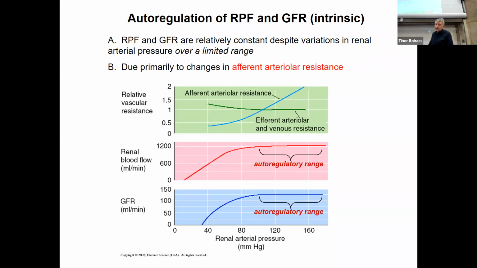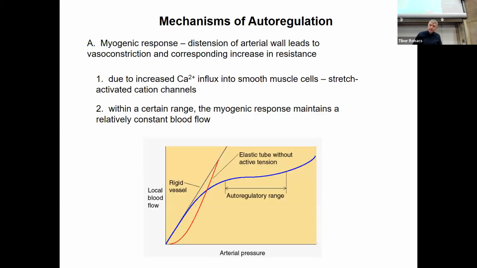So basically, the autoregulation is important, and of course, the whole idea is that you keep the flow more or less constant in order to keep the glomerular filtration rate constant. And the way it's achieved is an increase in the afferent arteriolar resistance, because constricting the afferent arteriole is a more efficient way to regulate your glomerular filtration rate.